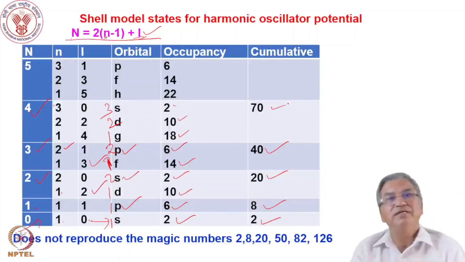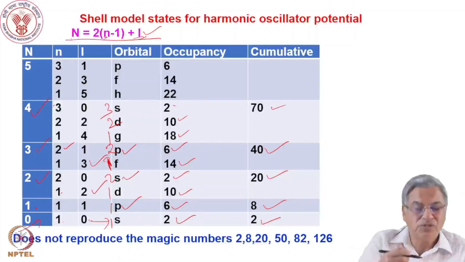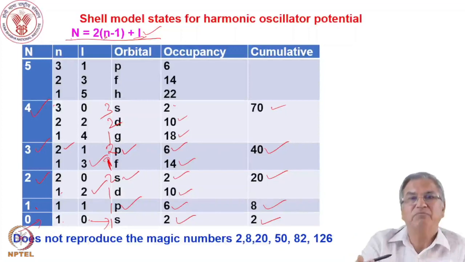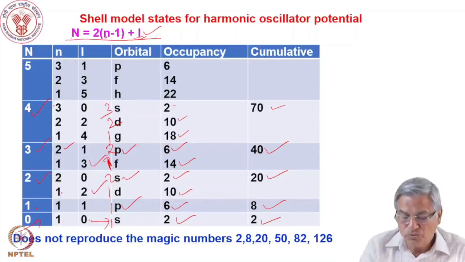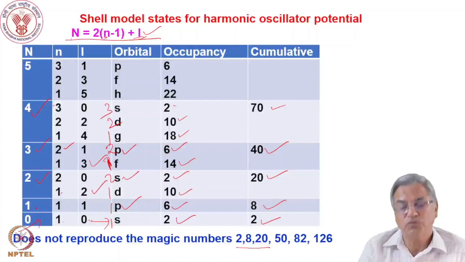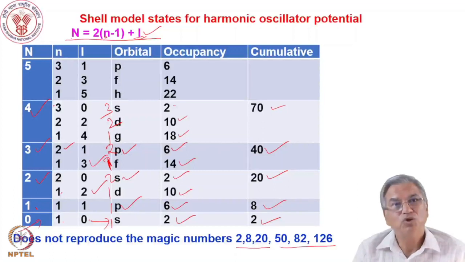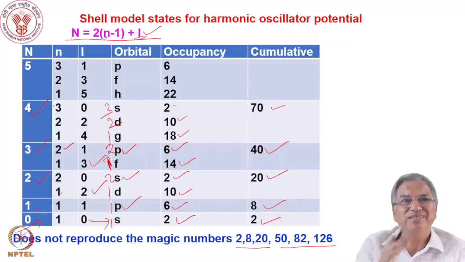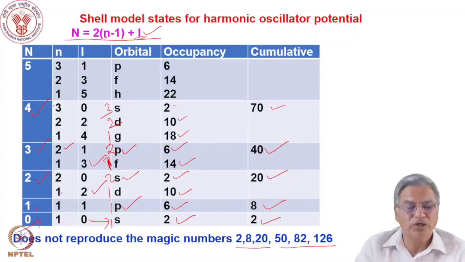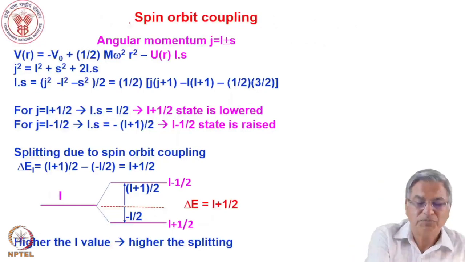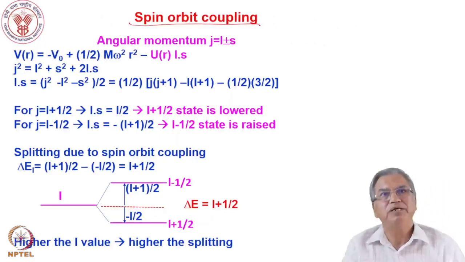You can see here that by filling the orbitals using this formula and their occupancy, we are not able to reproduce the magic numbers. Of 2, 8, up to 20, you can reproduce, but beyond that, the important magic numbers 50, 82, 126, we are not able to reproduce. So that means there is something missing in the shell model which we have not taken into account. That is where the spin-orbit coupling becomes important.